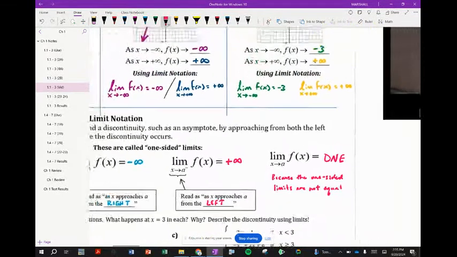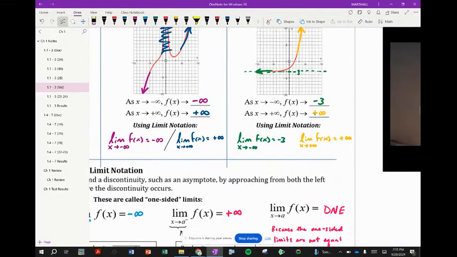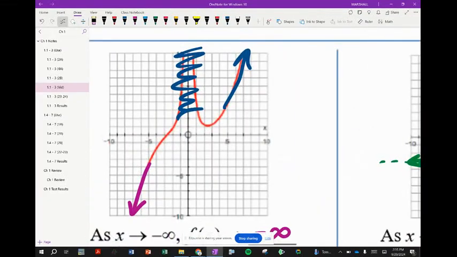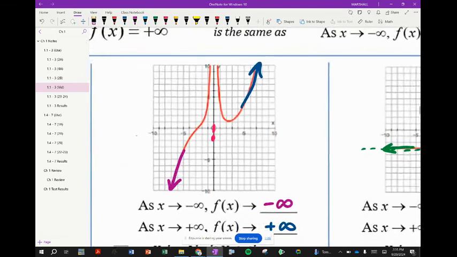So if we were to write a limit for this one, approaching 0 from the left and from the right, they'd both be approaching positive infinity. So I could say that as we approach 0, it approaches positive infinity.